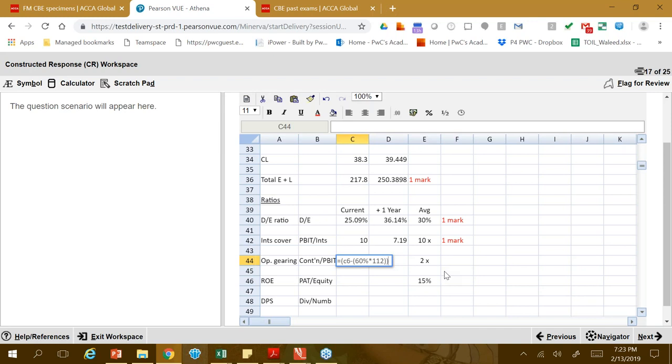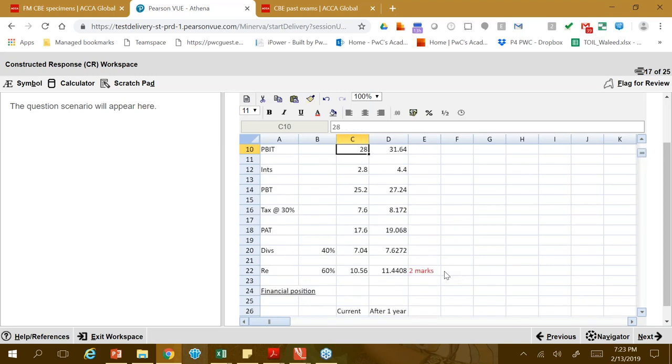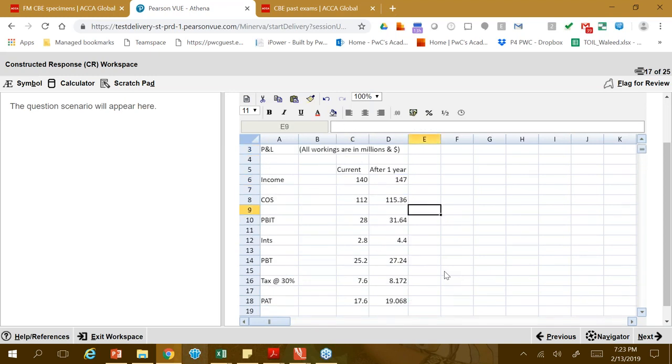So just so that it is more clearer for you, I'll just do the contribution line here so that you don't make any mistakes on this one. So to work out the contribution, let me just do the calculation part for you here. Contribution, current, plus 1 year. So the current contribution here is going to be the income, which is C6, minus the 60% of the C8. And that will give us the contribution, which is 72.8.